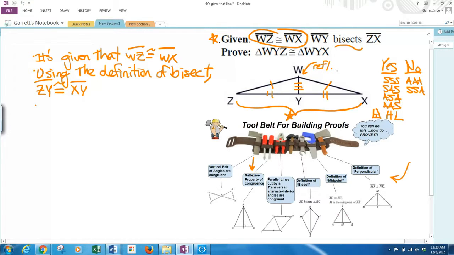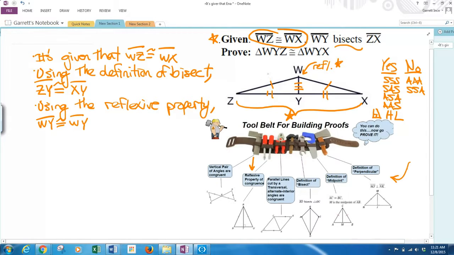And then finally, there was that reflexive property. So that is something that you can just reference. So you could state that using the reflexive property, and now you want to remind the reader of what that did. Well, that allowed us to state that side WY is in fact congruent to itself.